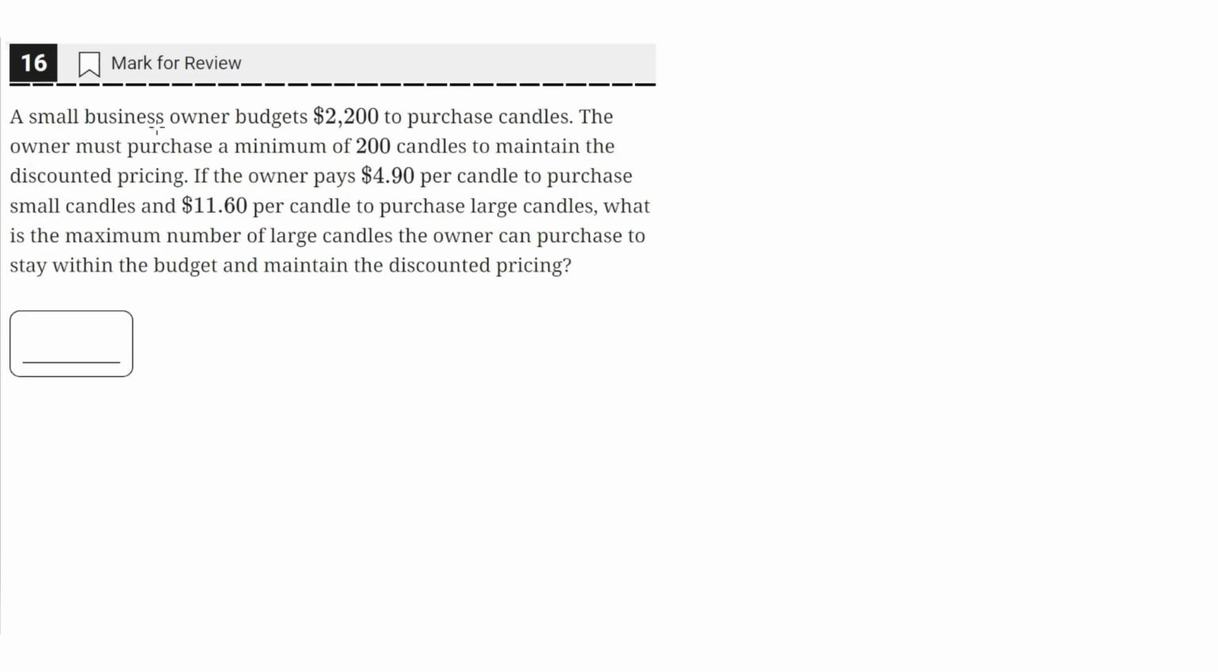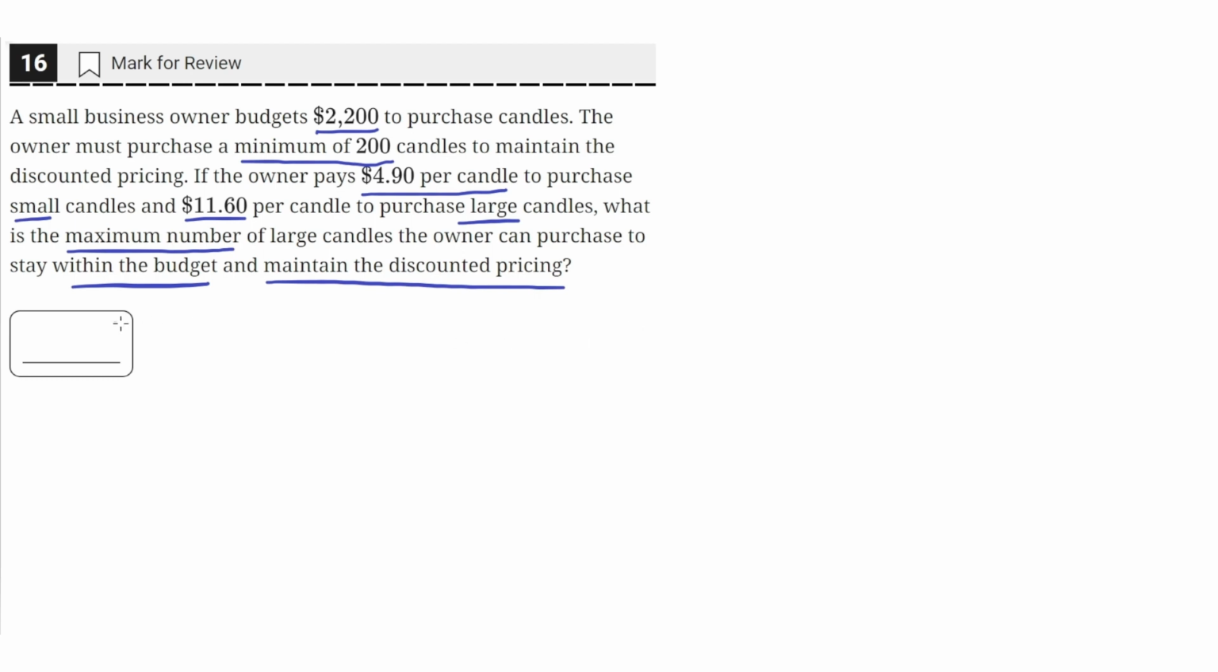A small business owner budgets $2,200 to purchase candles. The owner must purchase a minimum of 200 candles to maintain the discounted pricing. If the owner pays $4.90 per candle to purchase small candles and $11.60 per candle to purchase large candles, what is the maximum number of large candles the owner can purchase to stay within the budget and maintain the discounted pricing?